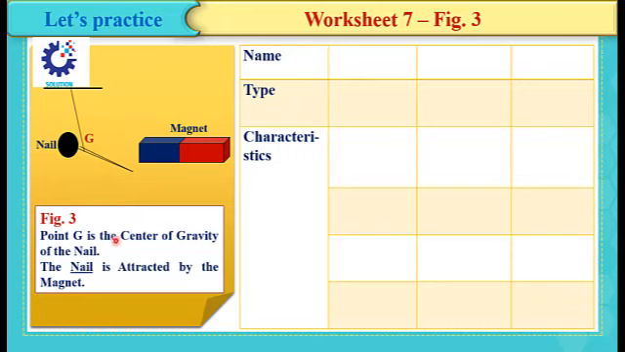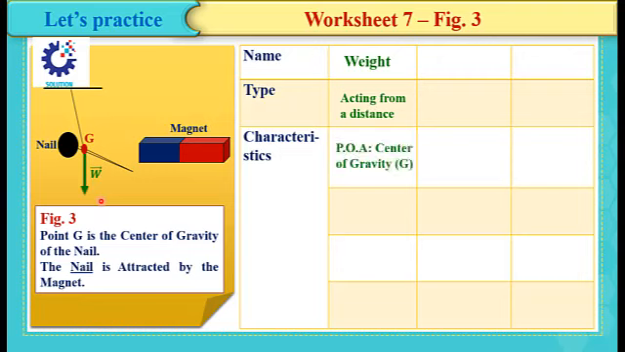Of course, the first force we should talk about is the weight. The weight acts from a distance. The point of application is the center of gravity of the nail, and it's given because the nail is irregular in shape. The line of action is vertical and the direction is downward. Let's write them. Point of application: center of gravity. Line of action: vertical and directed downward.